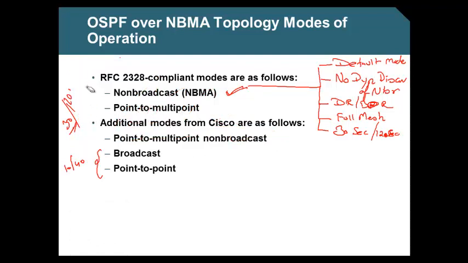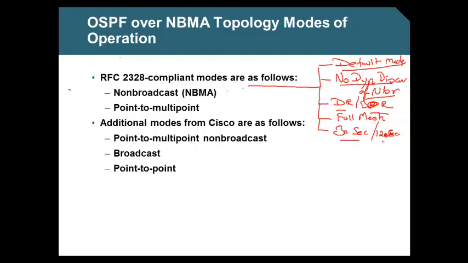So we are now focusing on the first one, non-broadcast. It's the default mode. No dynamic discovery of neighbor, which means we have to configure the neighbors manually. Only then can you find a neighbor. There will be a designated router and backup designated router election. So the topology that is supported is full mesh. The timers are 30 and 120.